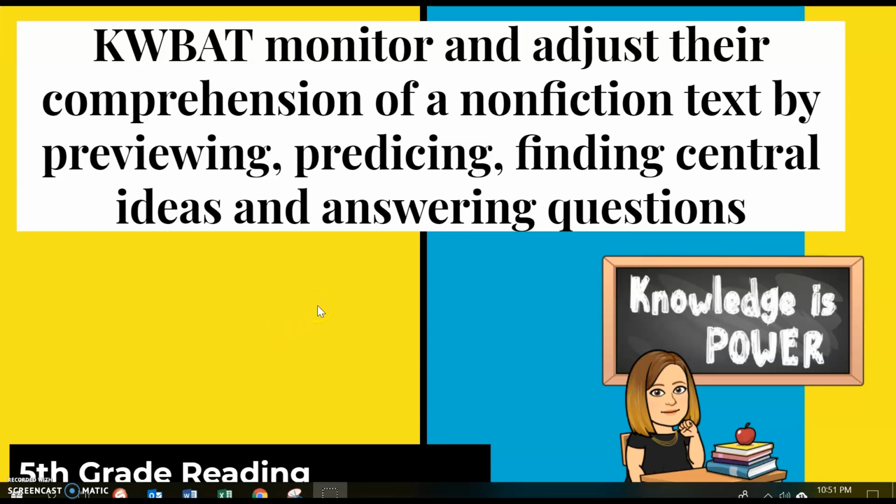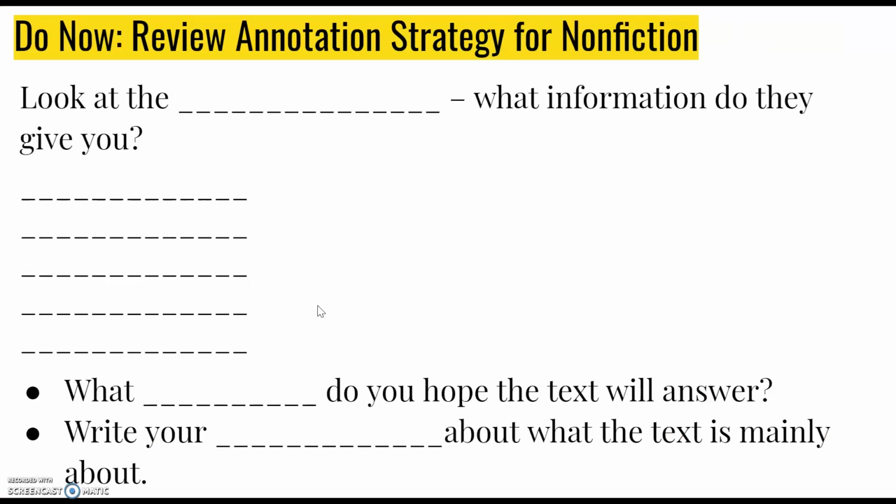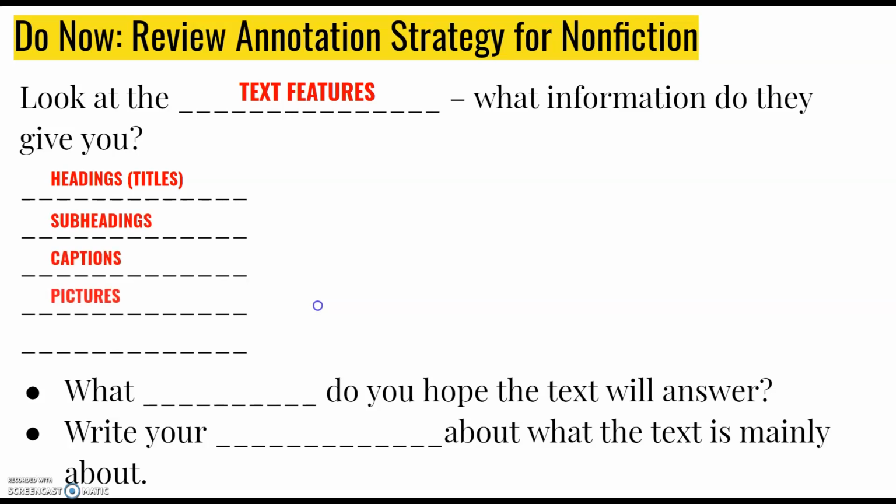Just a quick reminder. This is our strategy for annotating nonfiction that we're going to go through today to understand our independent text. The first thing that we're going to do is look at the text features and think, what information are they giving us? Again, text features are headings, subheadings, captions, pictures, and footnotes.